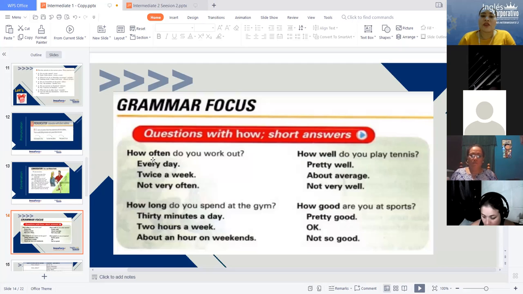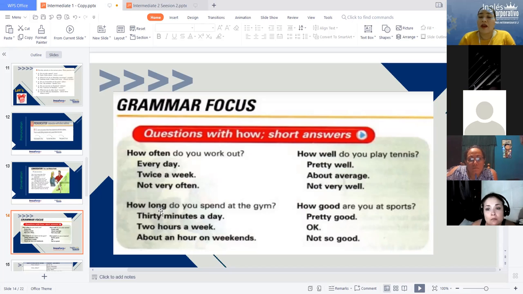Here you can use just an answer like every day, twice a week, not very often, or any other of the answers that we are going to be seeing in a couple of seconds. Then how long, right? This one on how long, it is the time, right? The time that you are going to spend in different activities, not only to the gym, right?